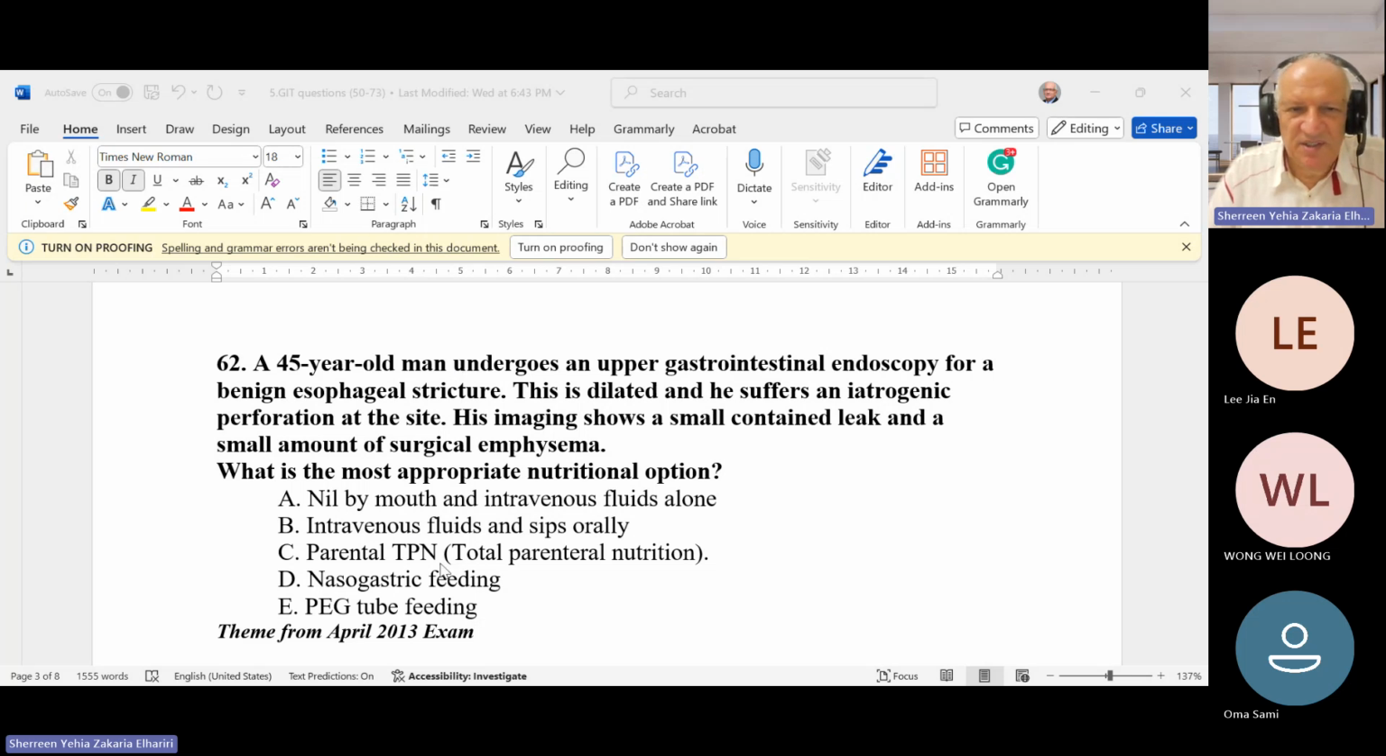So we give him total parenteral nutrition. Of course, nothing by mouth. He asks here about the appropriate nutrition option, so it is TPN, total parenteral nutrition. Total parenteral nutrition will give the patient all necessary elements like glucose, free fatty acids, amino acids, trace elements, and hormones. It is usually given by central line. So the answer here is TPN, total parenteral nutrition.